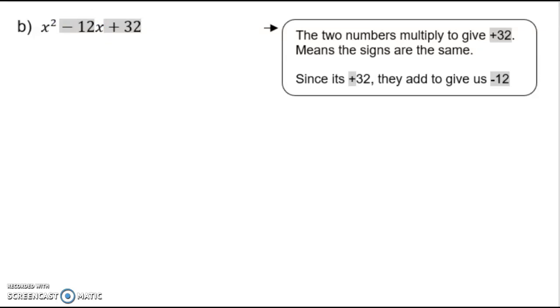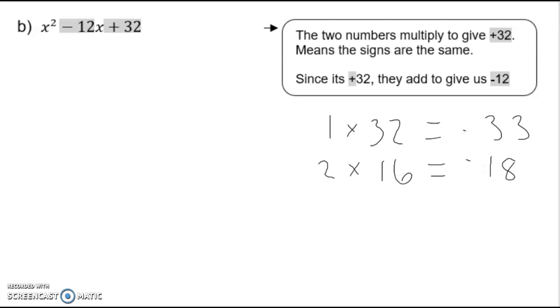So off to the side, I like to just do my little math. I could have 1 times 32. If they were both negative, that would give me negative 33. Next one, 2 times 16 gives us 32, and if they were both negative, we would have negative 18. 3 times anything gives you 32? Nope, not without getting a decimal.